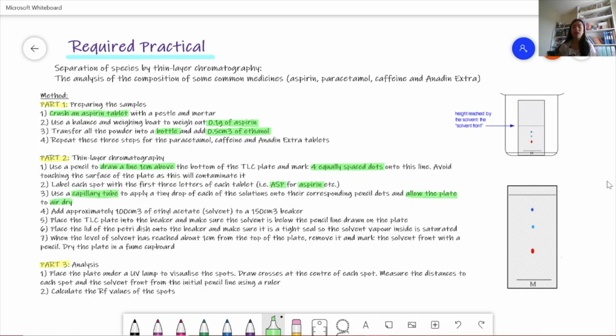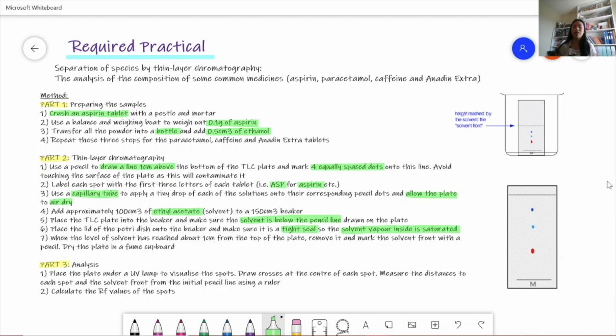We then add approximately 100 centimeters cubed of ethyl acetate, which is going to be our solvent, to a 150 centimeters cubed beaker. So we would do this using probably a measuring cylinder. And then we place the TLC plate into the beaker and make sure the solvent is below this pencil line drawn on the plate. We then place the lid of a Petri dish, so just a round lid, onto the beaker, making sure that it's a tight seal, and so the solvent vapor inside is saturated. And saturated just means that the solvent vapor is very concentrated inside this beaker.